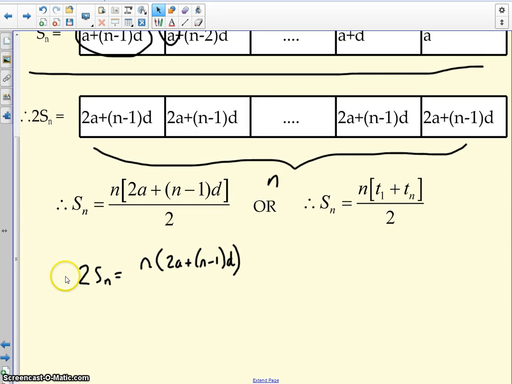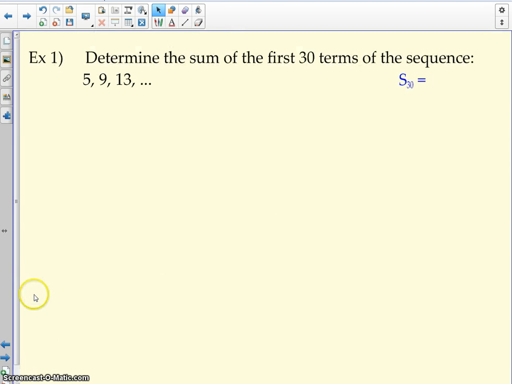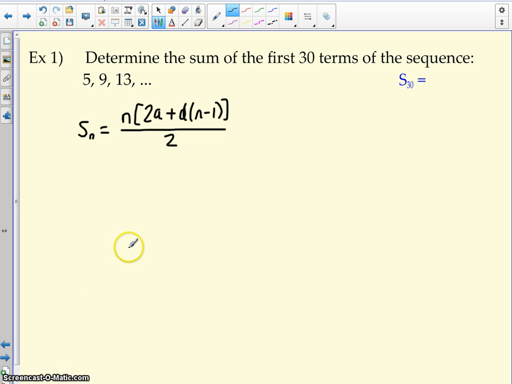Okay, so now that we have these formulas, we can actually start putting them to use. So for starters here, looking at the first example, it wants us to find the sum of the first 30 terms of the sequence. So the notation for that would be S30. Okay, so what we're going to do here, let's start by writing out our formula. Okay, so there it is.